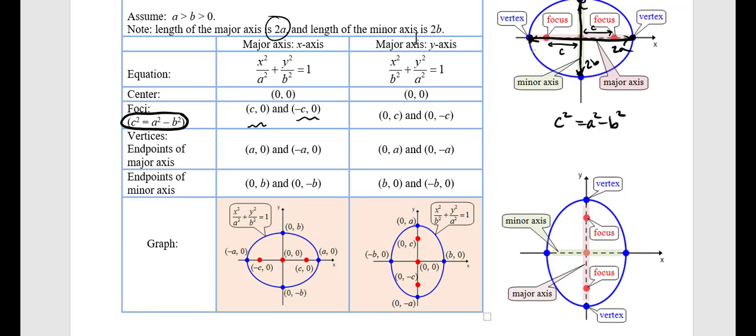All we're going to do, though, is interchange the a and b values. We're going to put the bigger of those numbers, a and b, under the variable whose axis we have, right? So the y variable has the major axis. So we put the bigger number, the a value, under y. And these formulas flip around a little bit, right? The c value, the distance of the foci, is now in the y direction from the center.